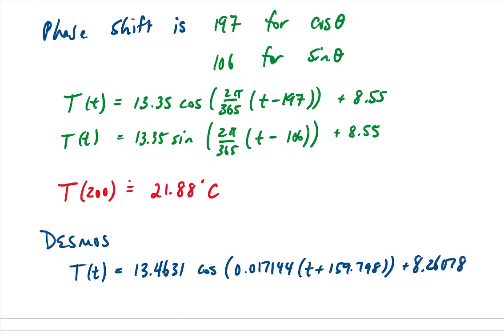The a value, the q value, even the k value, if you take 2 pi divided by 365, that's approximately decimal 0.017. And when we sub 200 into this equation, we end up with approximately 21.64 degrees Celsius.